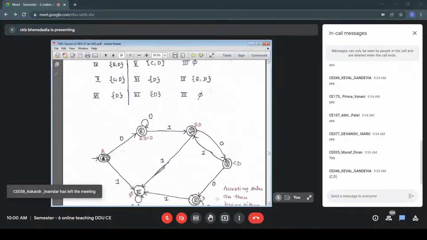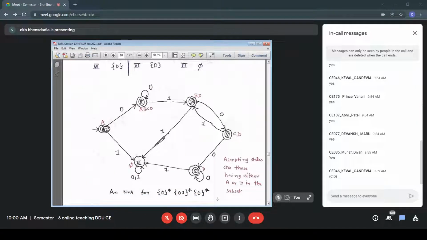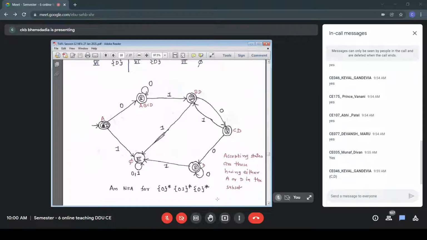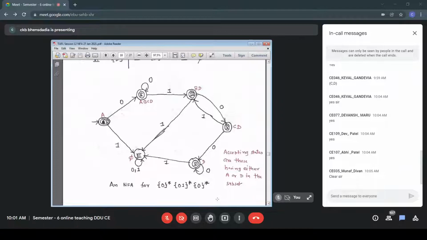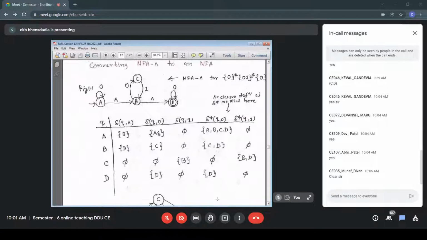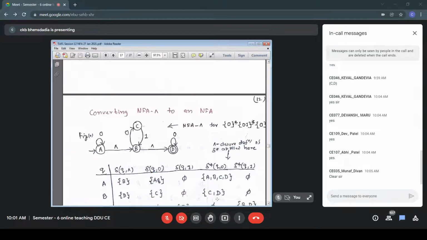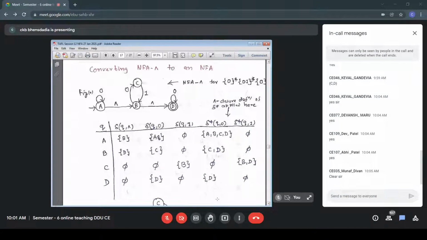Fine. So we have converted epsilon-NFA to NFA, and also worked out converting that NFA into a DFA. Is that fine, students? Keval, it is fine, Dev, Abhi. Munaf, fine. So basically we were discussing how to convert epsilon-NFA to NFA, based on our theorem 4.2.